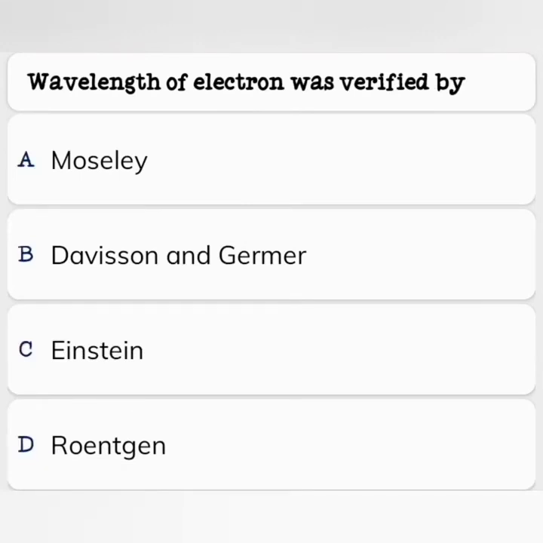Wavelength of electron was verified by A, Moseley. B, Davisson and Germer. C, Einstein. D, Röntgen. Right option, आप comment section में लिखें। Yeah, so the right option is B.